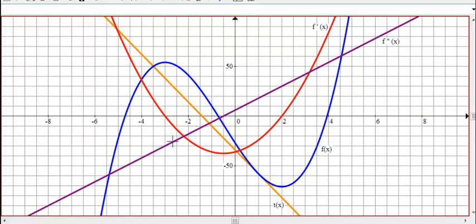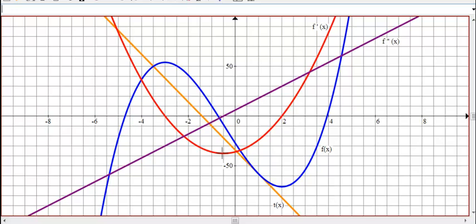Let's see. If the original function is here, the derivative looks like it goes through negative 3 and 2 on the axis. That's when we're going to have a minimum here when x is 2 and a maximum here when x is negative 3 on the original function, because it has a horizontal tangent line. That's a potential extremum there, so you have a max or min happens when the derivative is 0.